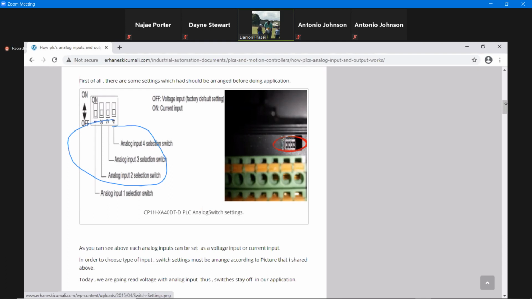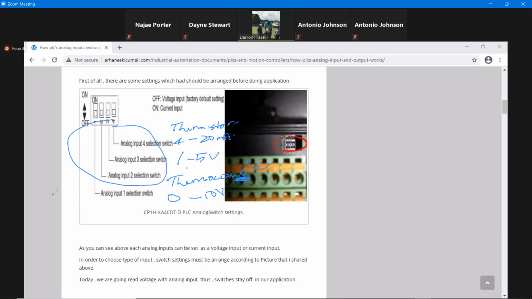So for the four inputs that you have and the outputs, for the first two of these inputs here, you would have to decide for each of them whether you are going to be attaching your sensor as voltage or current. So for example, if you're attaching a thermocouple, then you know that it's either 1 to 5 volts or 0 to 10 volts. If you're attaching a thermistor, then it might be a current signal, a 4 to 20 milliamp current signal that you are using.